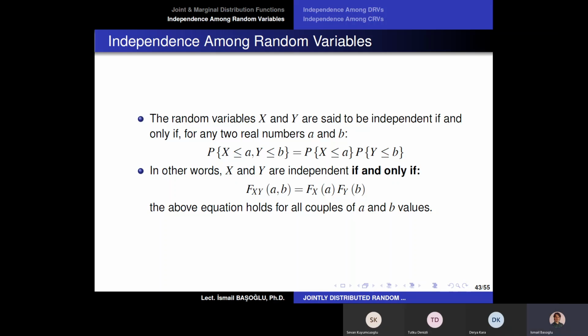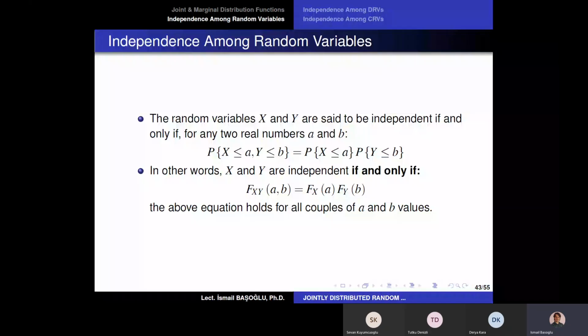Basically, it says that instead of calculating the probability of the intersection of two events based on random variables, if we can calculate the individual event probabilities and multiply them, and that product is going to be the same as the joint probability, in that case, these two random variables are independent.